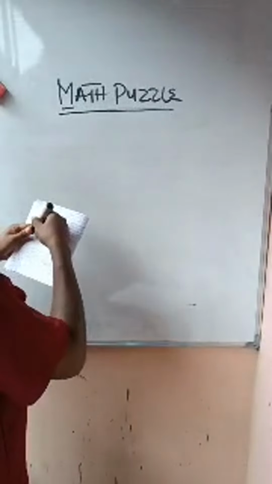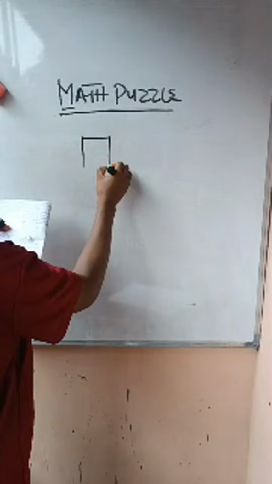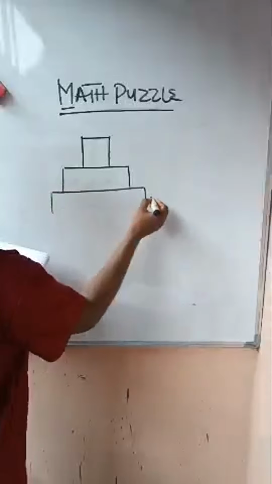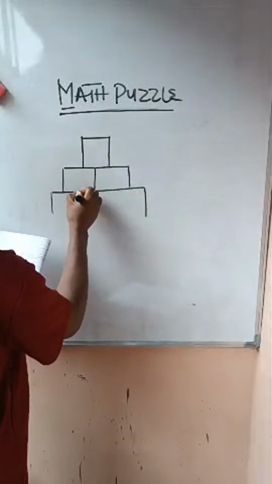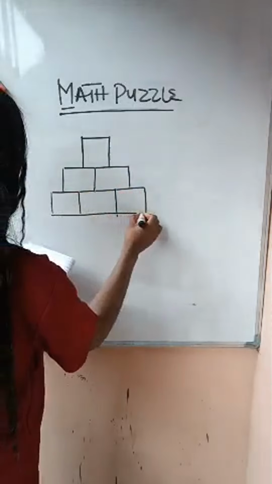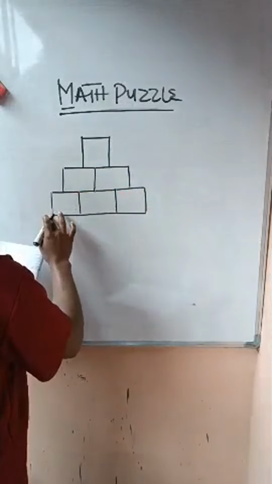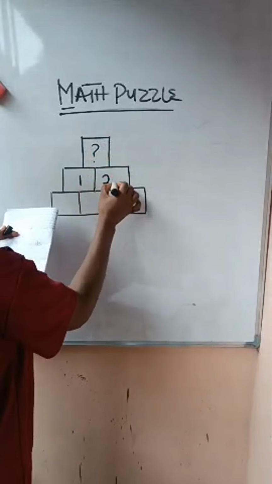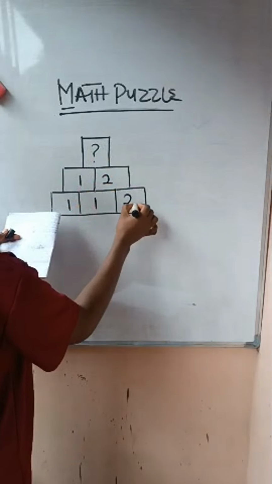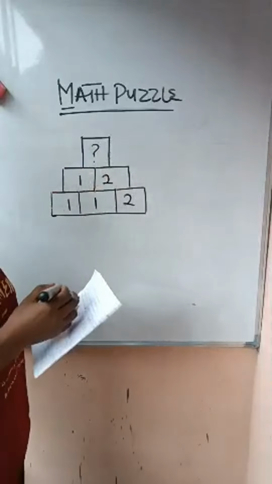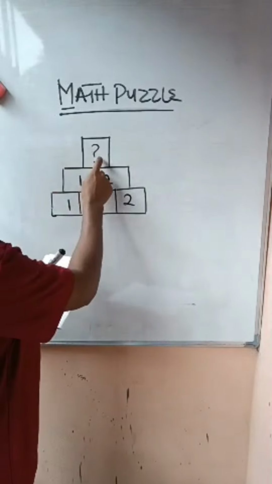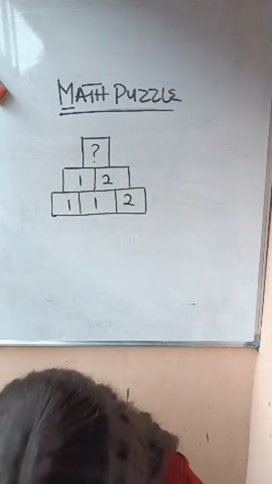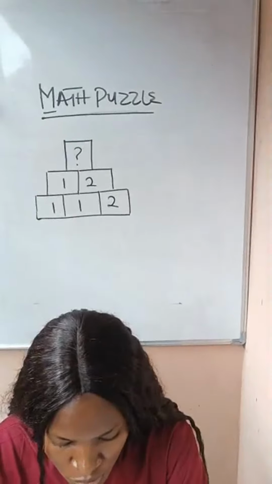Okay, now we have this. So we have a question mark here. We have 1, 2. We have 1, 1, 2. So what should be here? That is the question. What should be here?